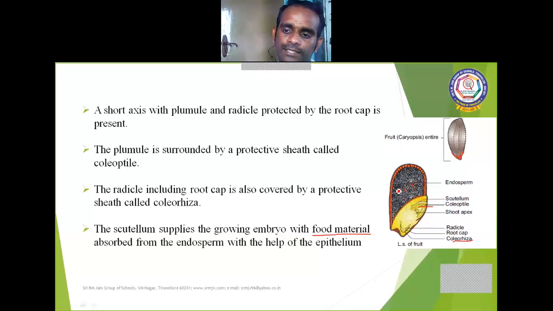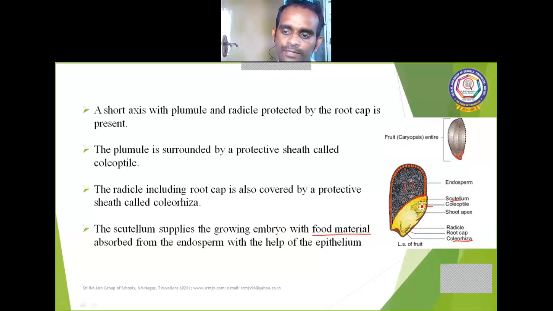All these are present inside the endosperm. These food materials are absorbed by the scutellum with the help of the epithelium. Epithelium is a protective layer. It is a layer present between the endosperm and the embryo.